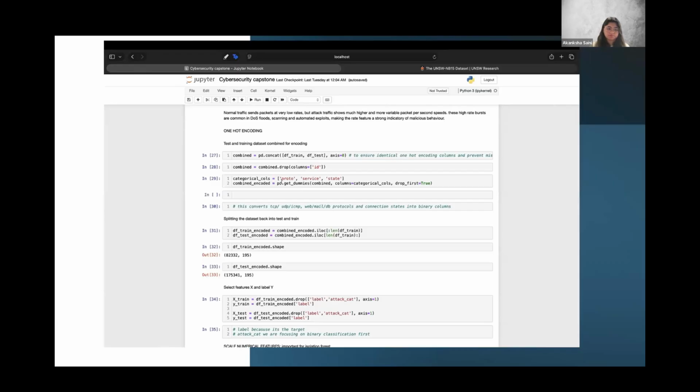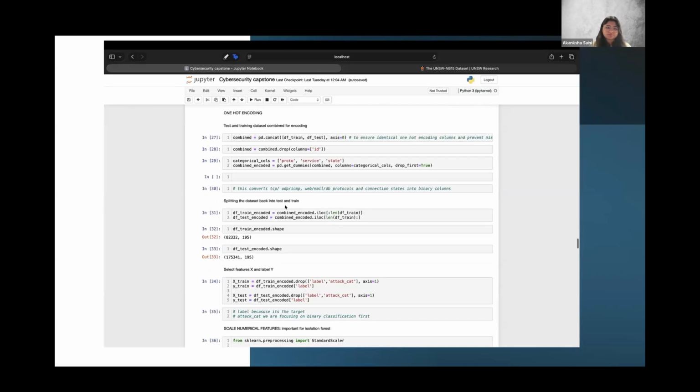So I applied one-hot encoding to the categorical features like protocol, service, and state. This converted the text labels like TCP or HTTP values into a binary vector the model can understand. After this, we split it back into its original form, testing and training data.